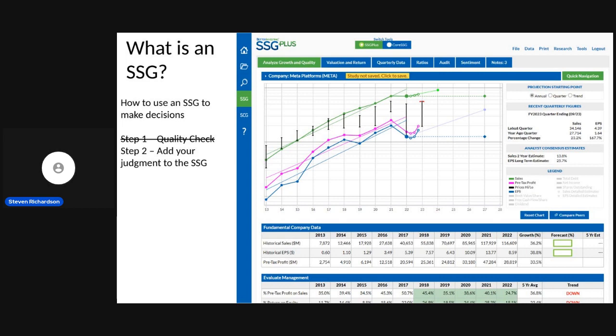Okay, what's in a stock selection guide tonight? Add your judgment to the SSG. This probably looks familiar. This was from the same quality check. You can see that the sales, pre-tax profit, and earnings per share are up, right, and straight in parallel. Tonight we're going to be filling in that forecast for historical sales and historical EPS. We're going to forecast what we think it will be in 5 years. And there's several ways to do this, and we're going to find out exactly how to do that.